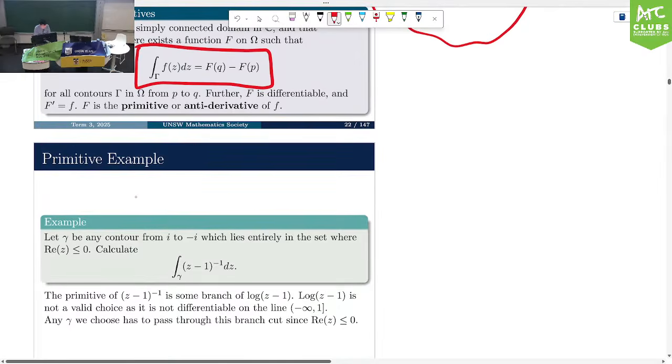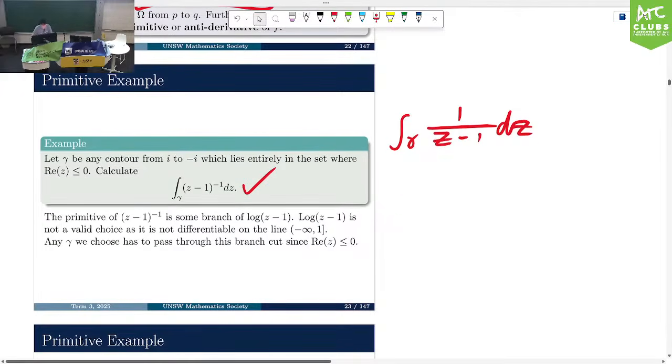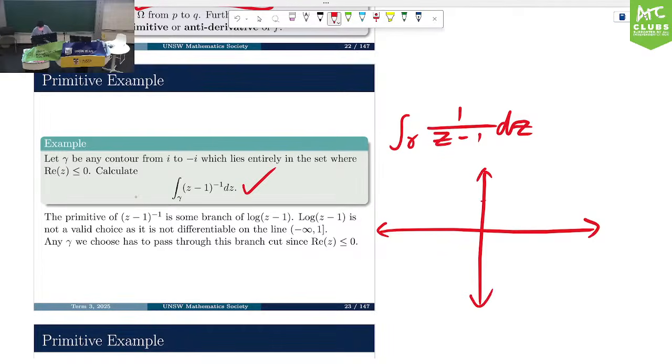So we want to evaluate this integral over here. The integral of 1 over z minus 1 dz. And what you're integrating on is, so minus i to minus i is going to be here, and minus i is going to be here. And we want to just integrate along some arbitrary contour which lies all in the left of the Cartesian plane. So the real part of z is less than or equal to 0 over here. Yep, so in this case we see that there's a branch point at z equals 1, which is over here.